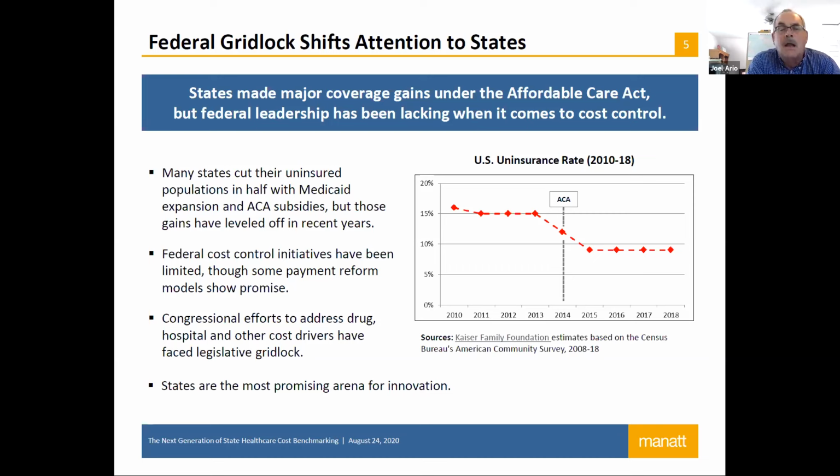States have a lot of different proposals on it, and so we're probably in a period where the states are going to be the most promising arena for innovation. It depends somewhat on the next election, but most likely the states are still going to be the laboratories here for innovation. Next slide.